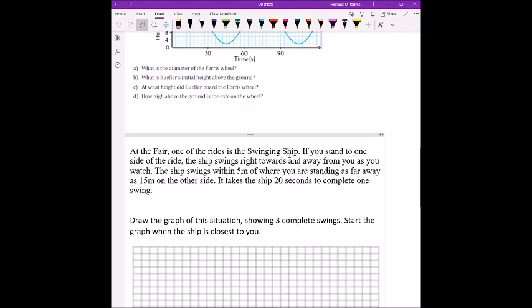So the fair ride swing ship, you stand at one end, right? The ship swings right towards you. The ship swings within 5 meters from you, and then swings 15 meters away from you. Okay, so the closest is 5 meters, furthest away is 15 meters, takes 20 seconds. Make sure you draw 3 complete swings as you do that work.